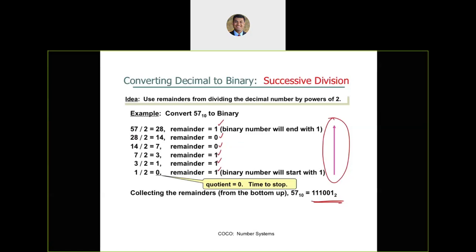But right now, I want you to understand that when you're converting any number system to decimal, you keep multiplying by increasing powers of the base and add them up. And when you're going the other way, decimal to binary or decimal to anything, you are dividing by the radix successively until you get a quotient of 0, recording the remainders and writing the remainders in reverse fashion.